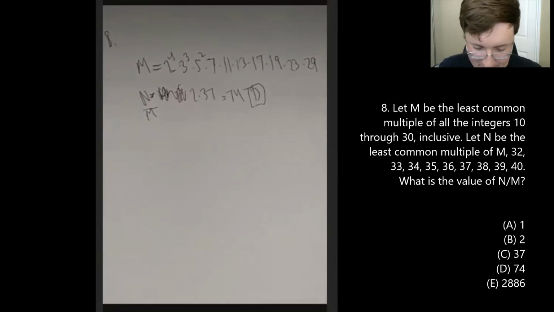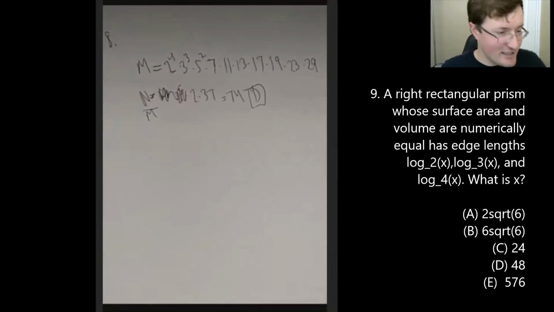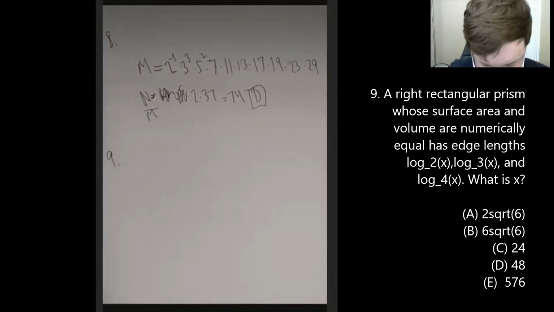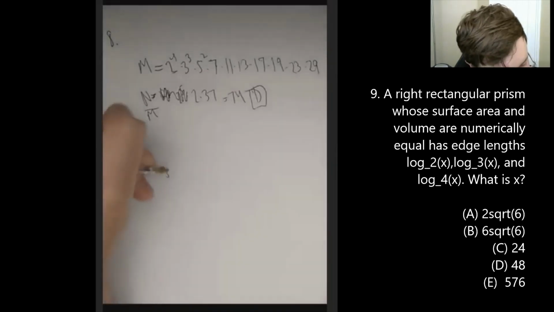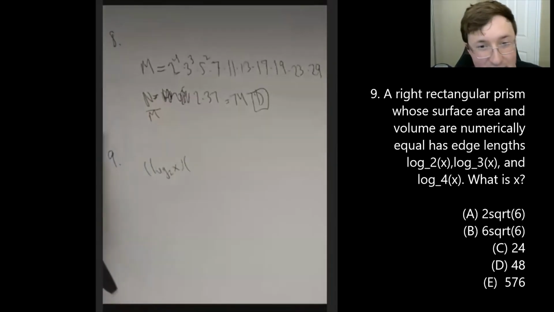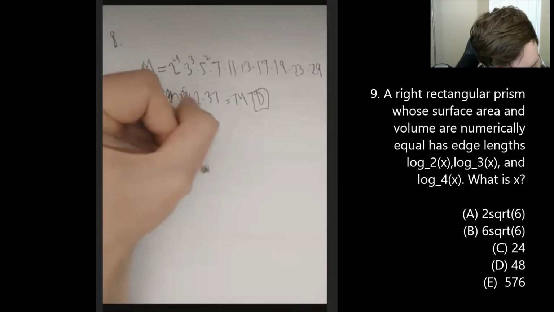Okay, I couldn't find it anywhere else. Okay, problem 9. Here we go. Right rectangular prism. We've got logs. The surface area and volume are numerically equal. So the volume is log 2, log 3.